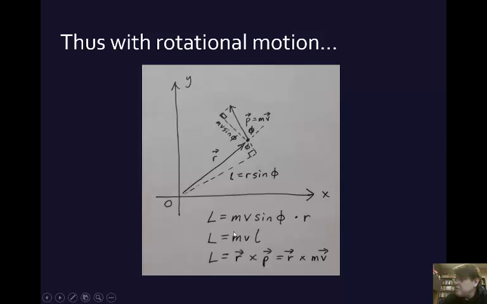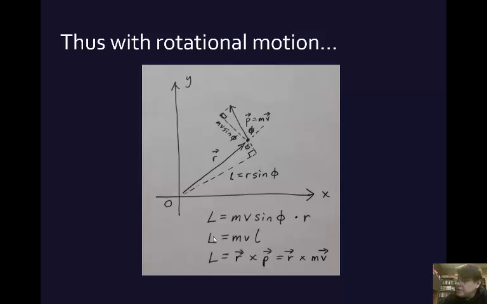So here we have mvl. So this is mv, remember, p equals mv. So the momentum of that particle is mv, and if I multiply r times the sine of phi, that gives me the lever arm. So if I multiply this by the lever arm, that's going to give me the angular momentum for that point mass.